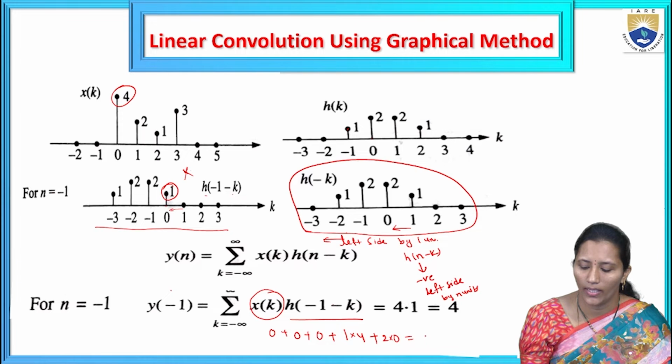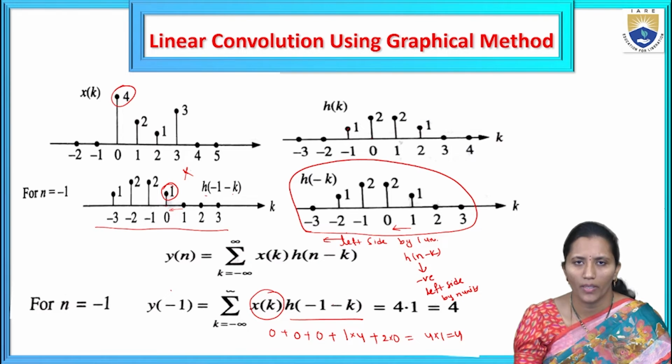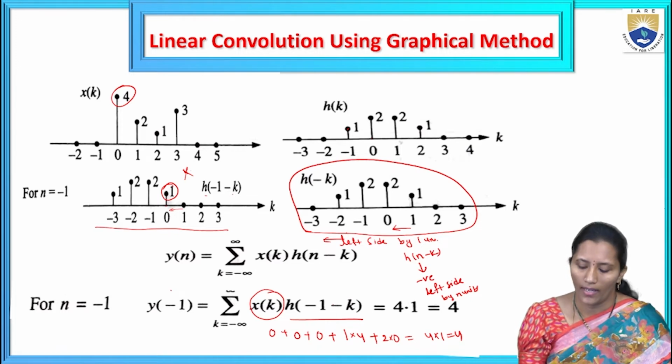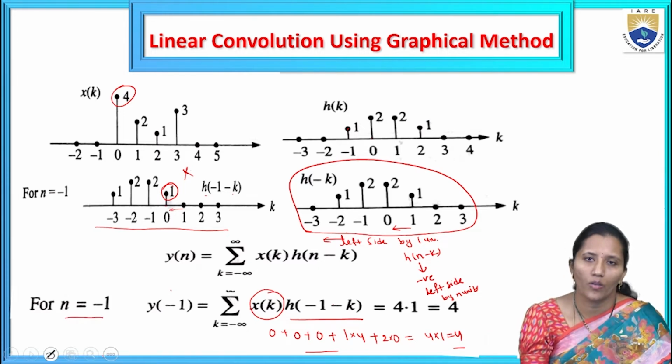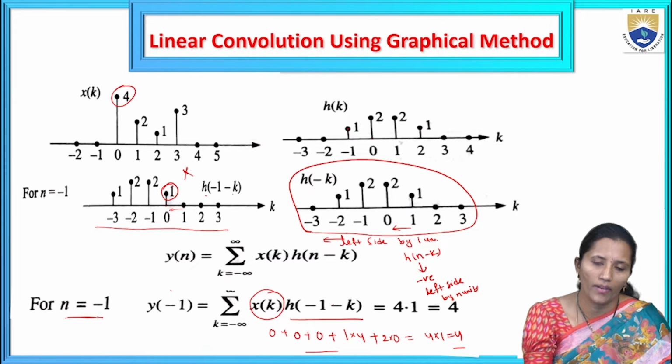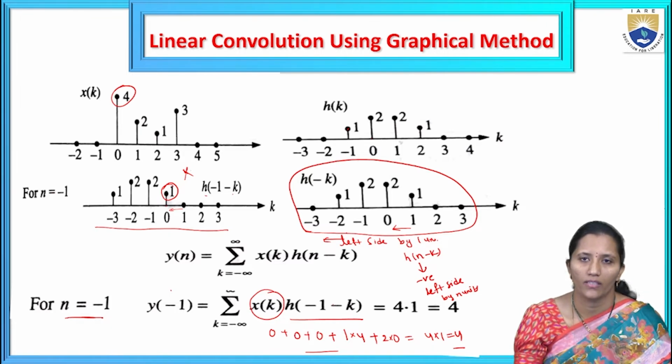So finally you will get 4 into 1, 4. The corresponding amplitudes for the corresponding indexes will be multiplied for x of k and h of minus 1 minus k, and those products will be added here. So you will get the y of minus 1 value. Why are we taking n is equal to minus 1 here? The starting index of y of n is n is equal to minus 1, so from that we have to start substituting the n value. So n is equal to minus 1. Next value, n is equal to 0.